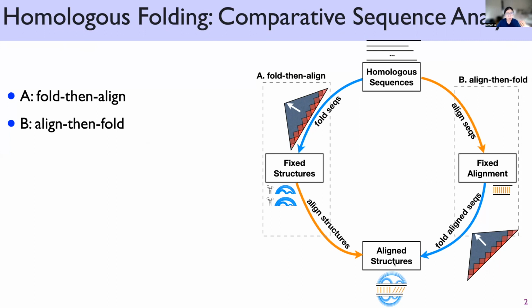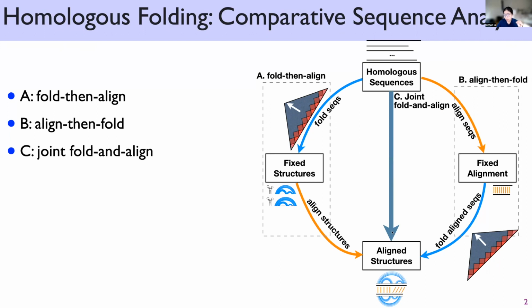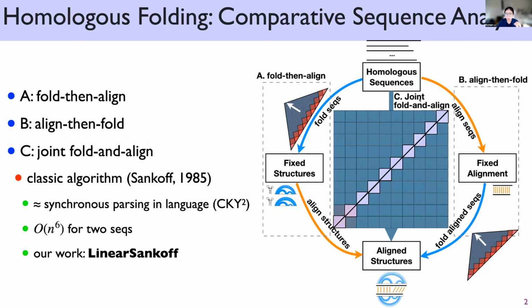These two algorithms or ideas were proposed in order to save some time and memory, but they are not so accurate. The traditional, more accurate way to do that is a joint fold and align. The classical algorithm proposed by Sankoff is just like folding or parsing two sequences together, but it's too slow. It takes n to the power of 6 for only two sequences. So we propose the LinearSankoff to make the algorithm more accurate and more efficient.